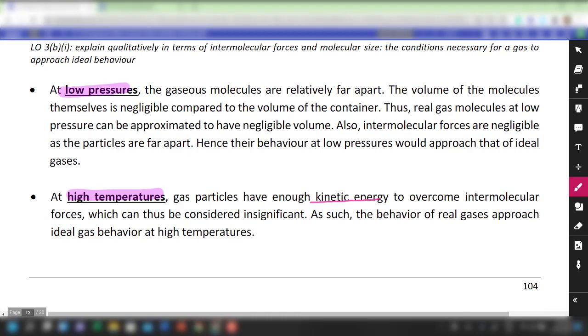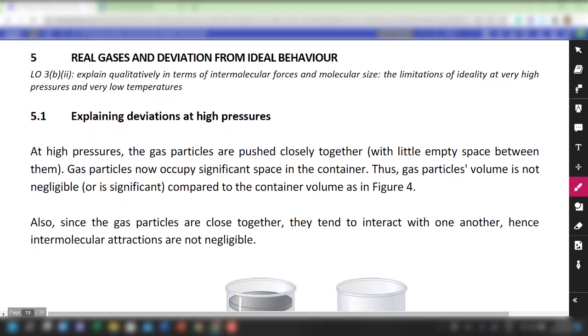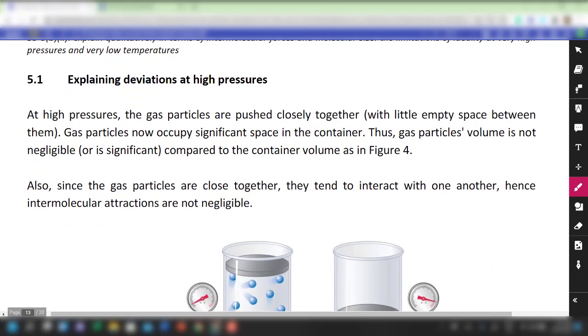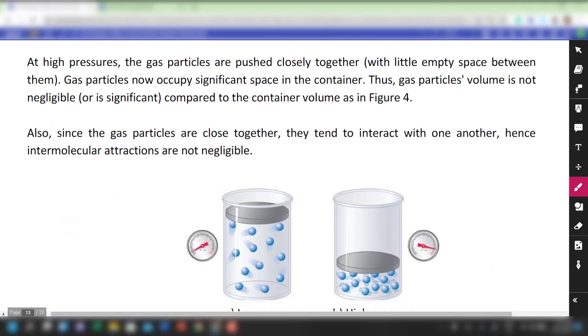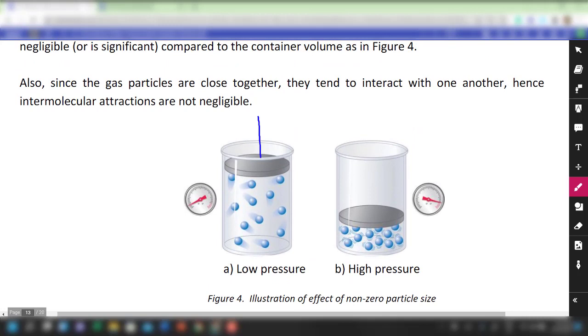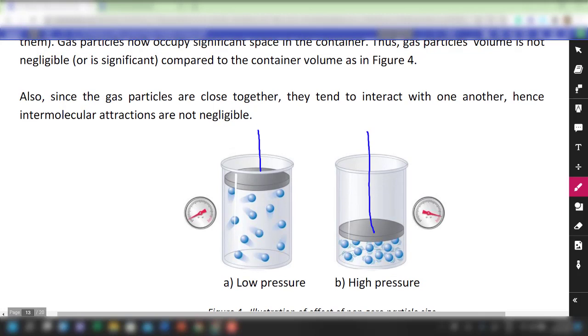Then our next section will be 5, where we are looking at real gases and how they deviate from ideal behavior. In 5.1, we are going to explain the deviations at high pressures. Imagine from this drawing that I have a piston here with a certain number of moles of gaseous particles. If I push it down, meaning I increase the pressure, you will notice that the total volume occupied by the gas particles is reduced drastically.